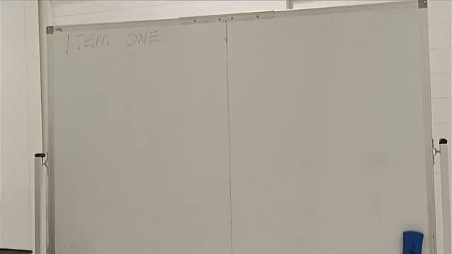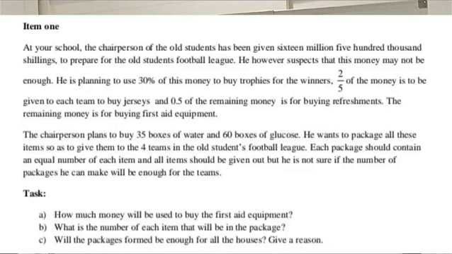Now this scenario is got from one of the mock papers. Yes, it is item number 1. They are saying that in your school, the chairperson of the old students has been given 16,500,000 shillings to prepare for the old students' football league. He, however, suspects that this money may not be enough. He's planning to use 30% of this money to buy trophies for the winners.